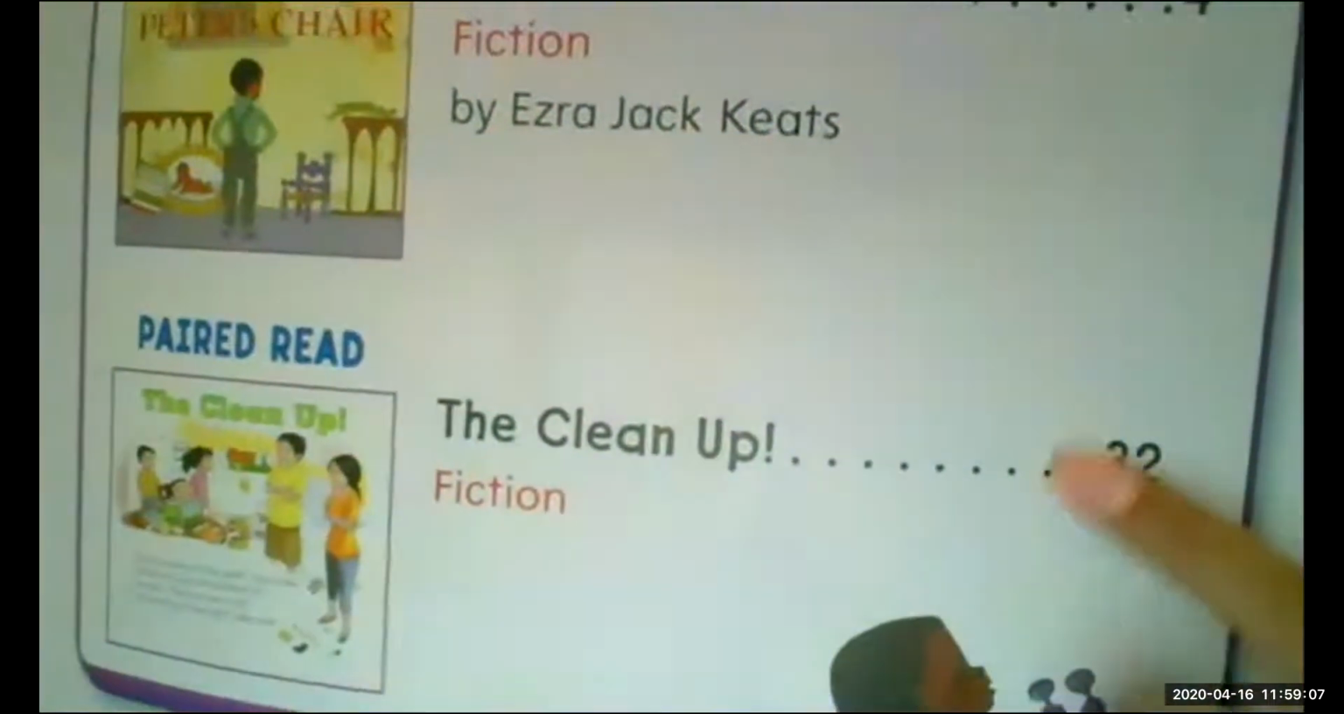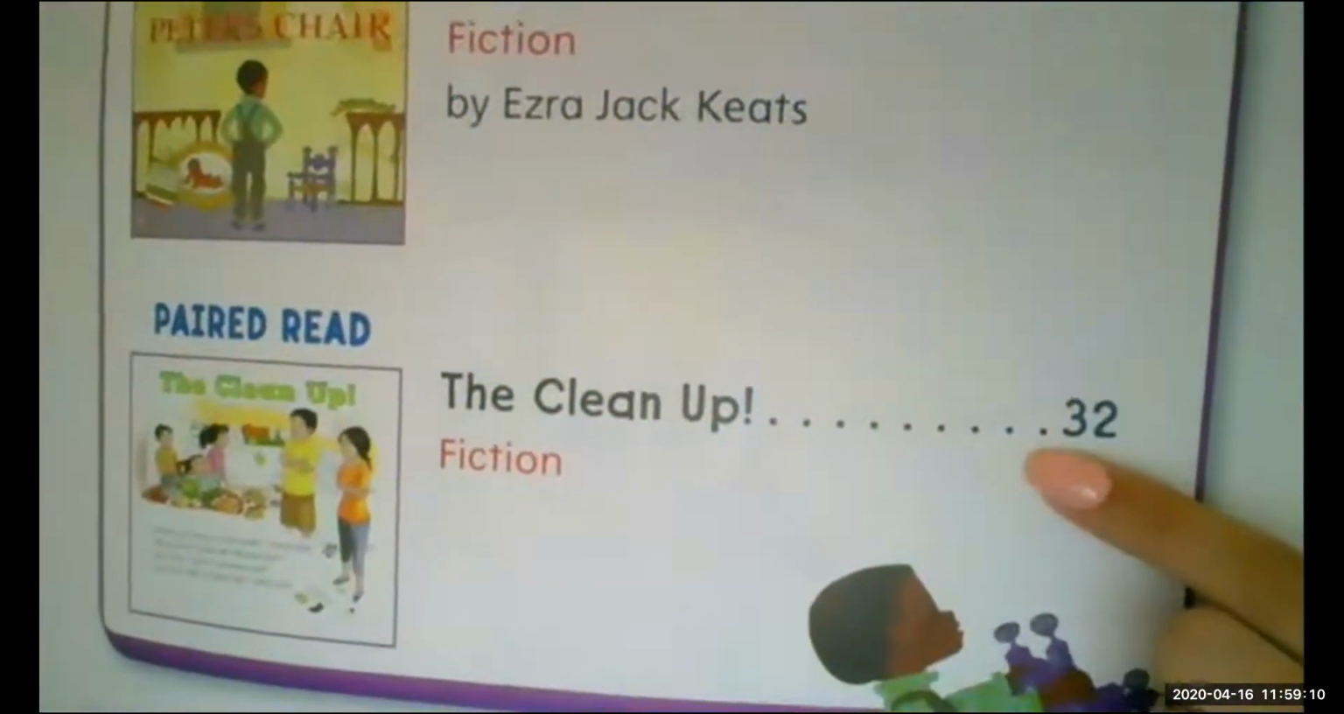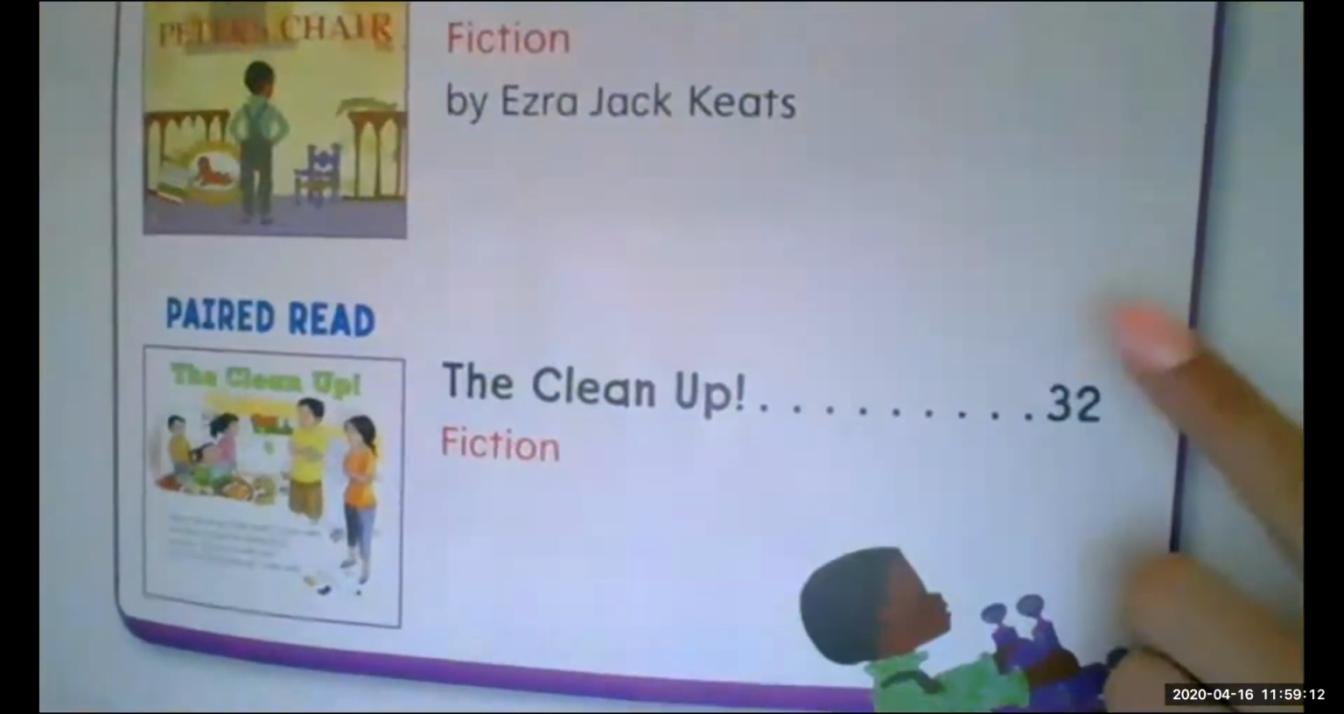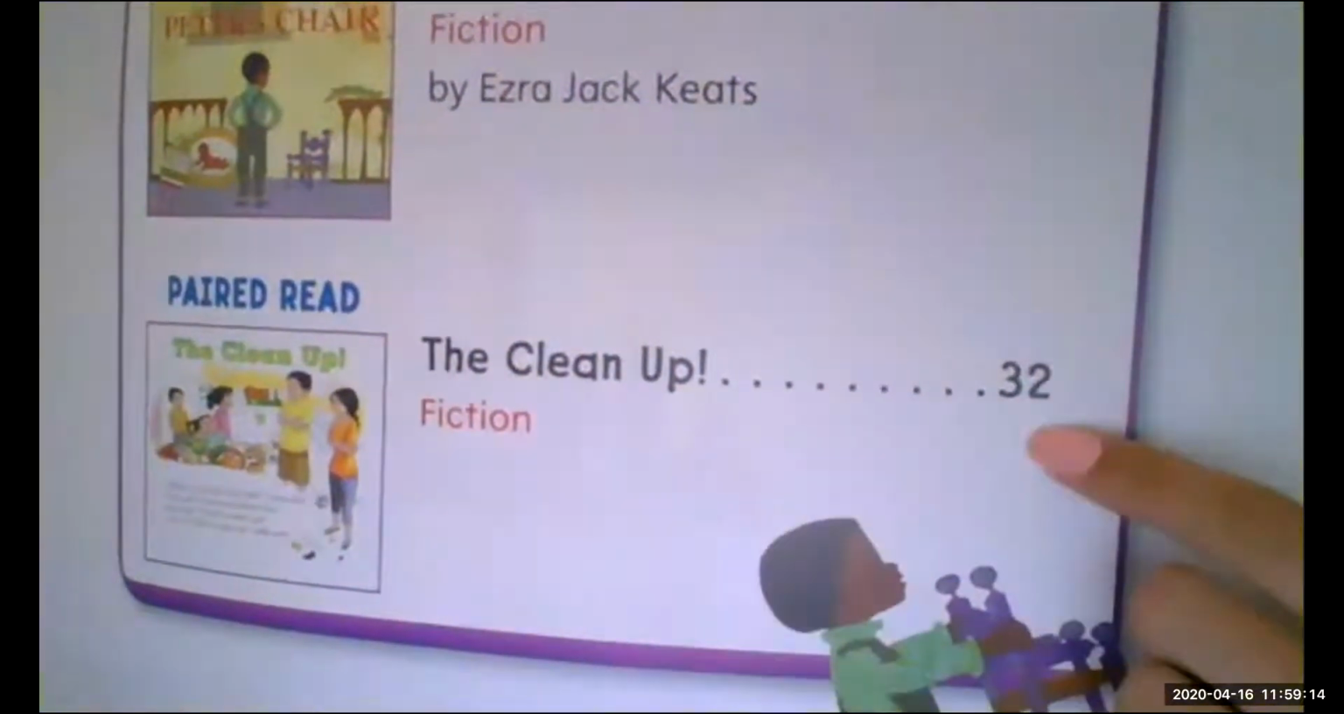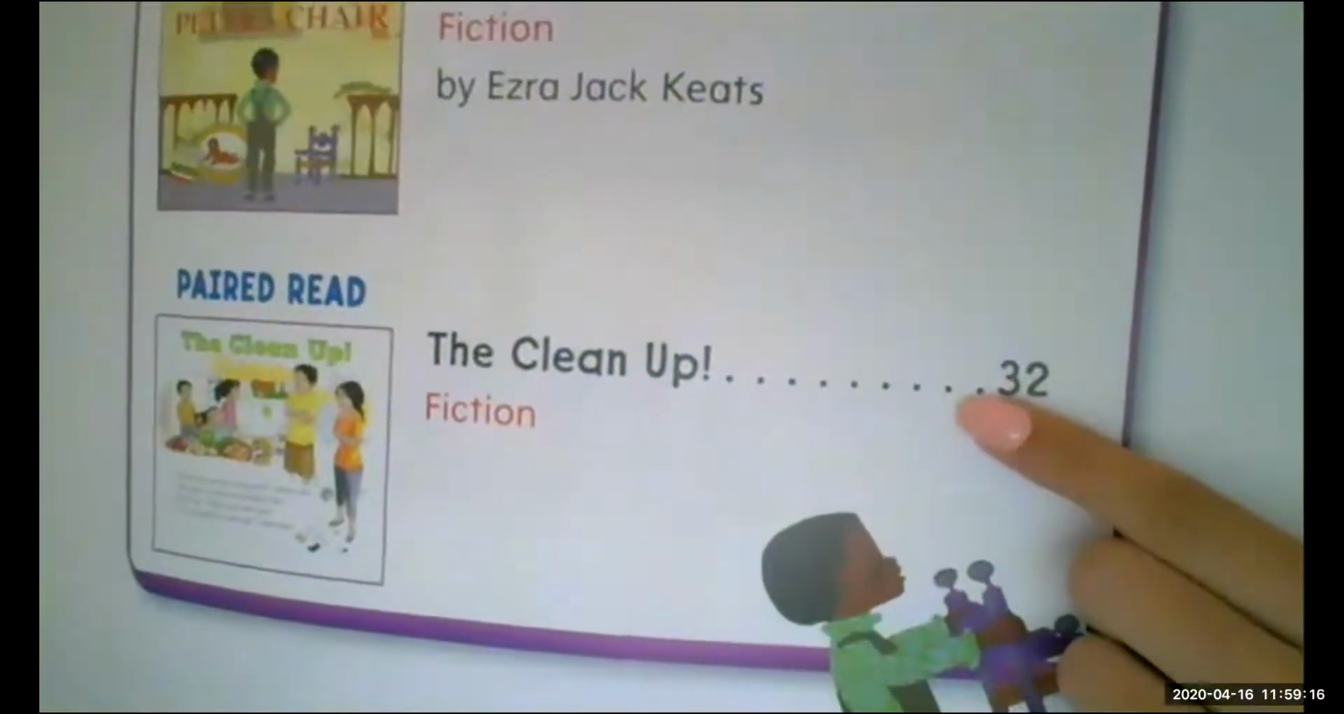In the tens place, there's a 3. So that tells us it's 30. And in this ones place, there's a 2. So we're going to page 32. Great job.